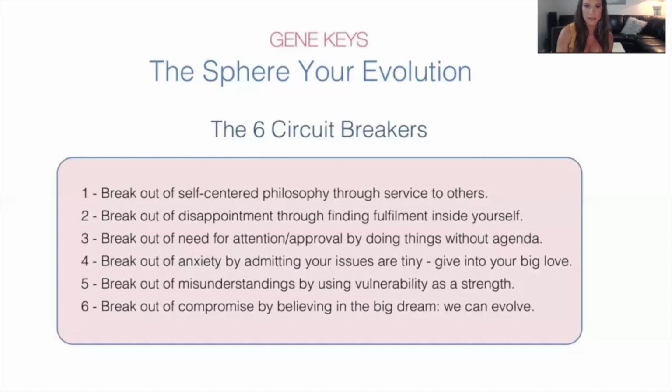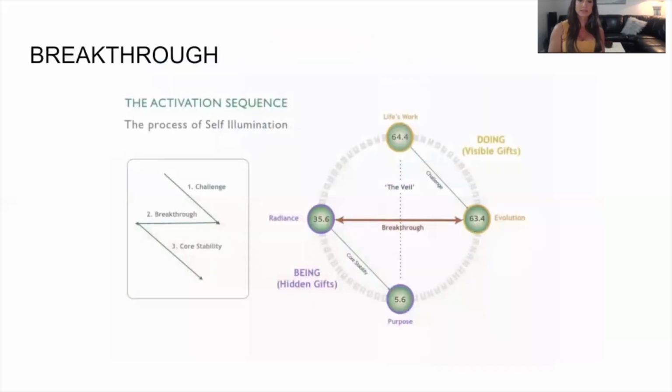I think I have one more slide. So you can really see this is a breakdown of the activation sequence. You can see what we spoke about now. It was the life's work, and it was the evolution and that challenge. And when we start to unlock that challenge in the evolution, that's going to lead to breakthrough. And it's not only a breakthrough that goes from one side to another. It's really what I was saying in the beginning, that interplay between the radiance and the evolution, that we're always going to have access to both of them.